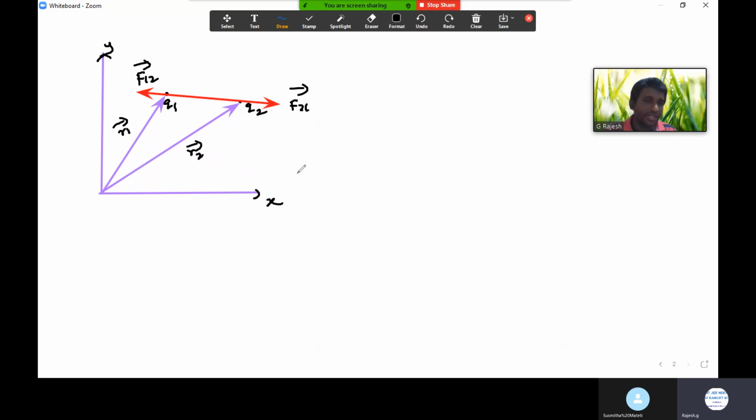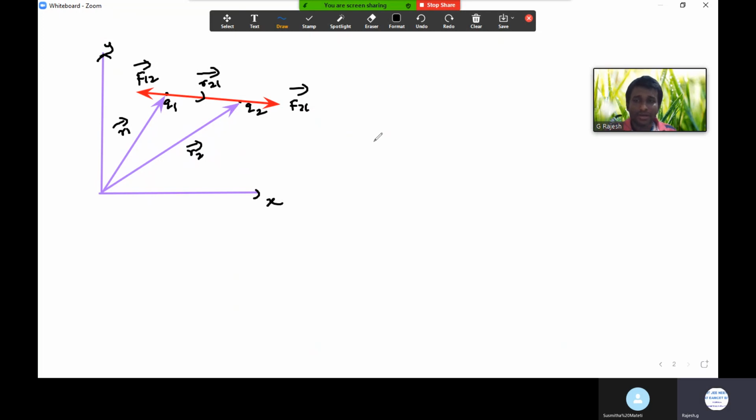Anyway, the magnitude we already calculated. The magnitude of the force is K Q1 Q2 by R square, where R is the distance between the charges Q1 and Q2. Now we have to find the direction. Direction is nothing but a unit vector. For that purpose, I am calculating the vector directed from charge Q1 to Q2.